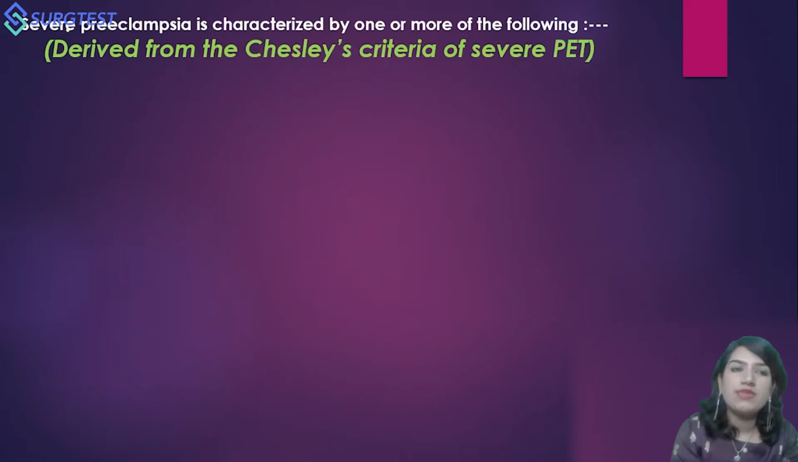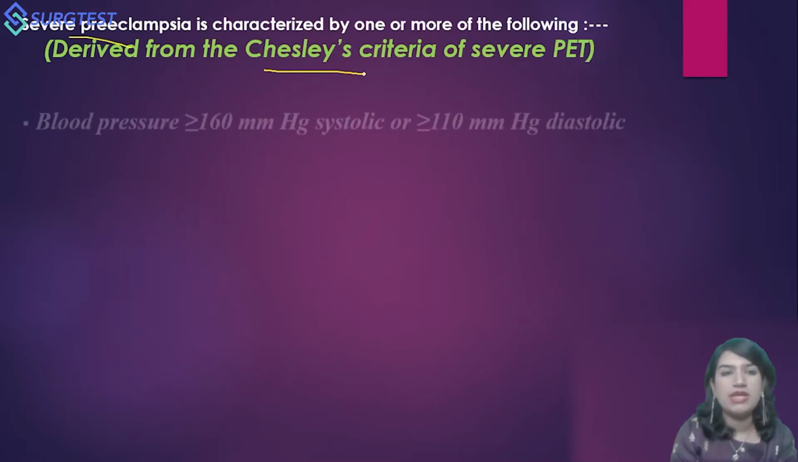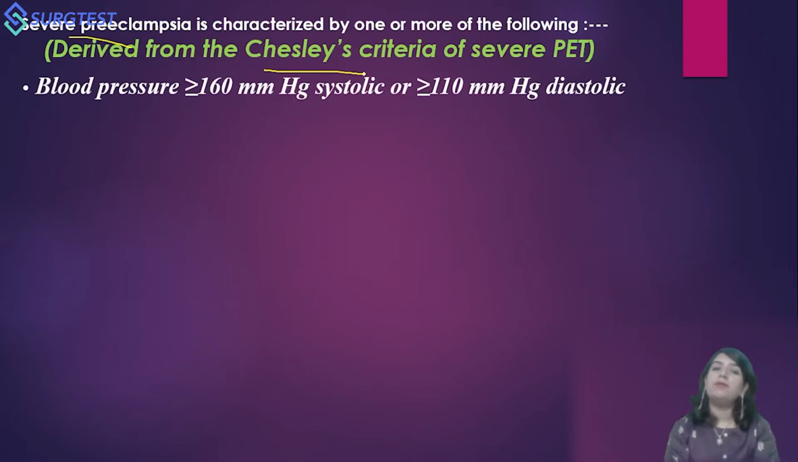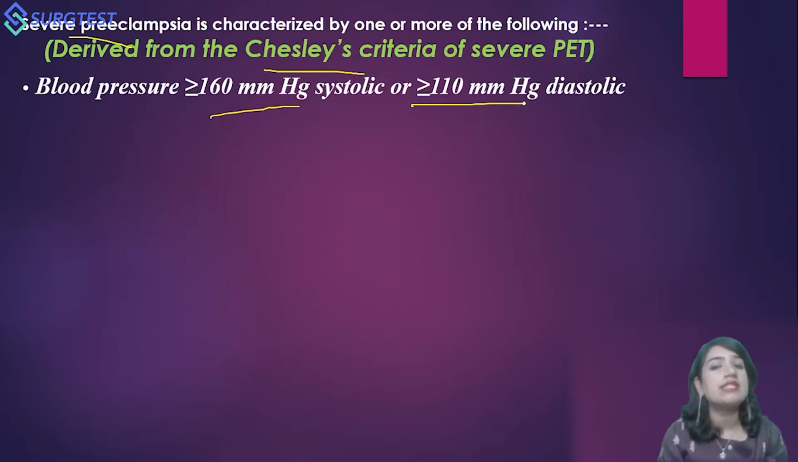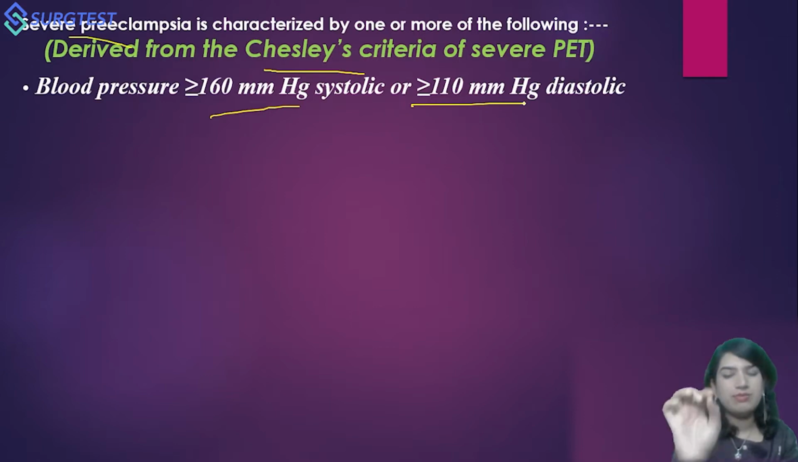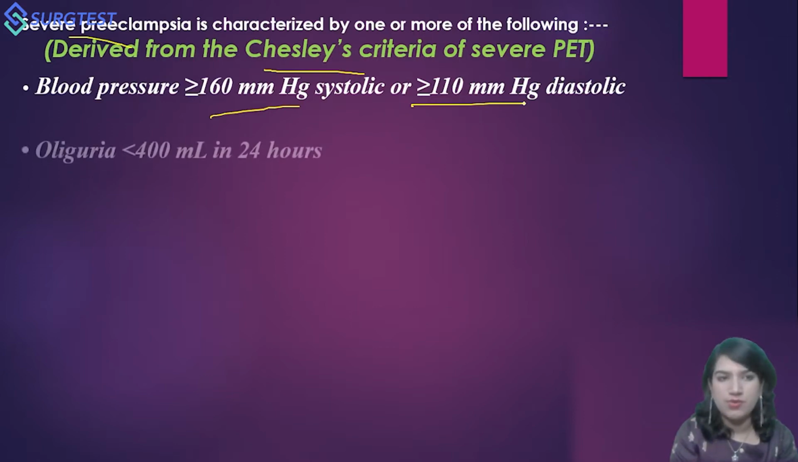So, severe preeclampsia, we derive the criteria from the Chesley's criteria of severe PET. And what is that? A BP where the systolic is equal to or more than 160 mmHg and or the diastolic is equal to or more than 110 mmHg. That will be coming under the diagnostic criterion of severe preeclampsia.